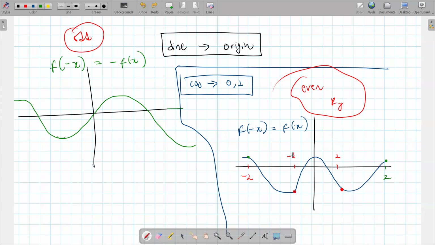F of negative x is equal to f of x. Doesn't matter if you're negative on the x-axis, the y values will be the same. Whereas for an odd function, the y values flip. If you have a negative on the inside, it comes outside. If there's no negative on the inside, then there's only going to be a negative on the outside. Next, we're going to look into how to construct these plots.